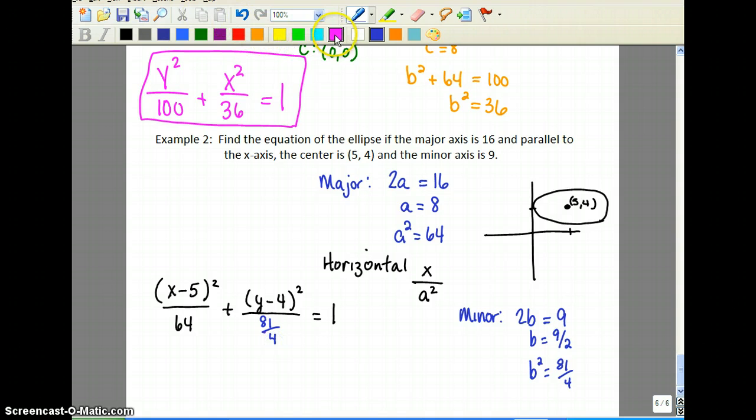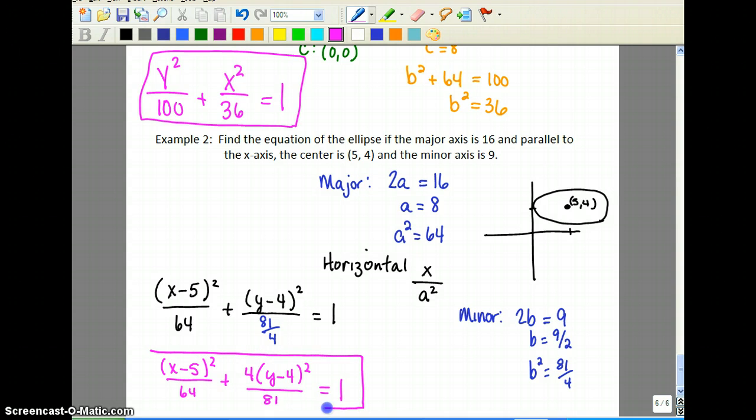Now another way to write that, or you may see it written this way, would be x minus 5 squared over 64 plus 4 times y minus 4 squared over 81 equals 1. So they may not want this fraction left in the bottom, so you just flip it and it makes this fraction 4 over 81. That would probably be more likely to see in this problem.